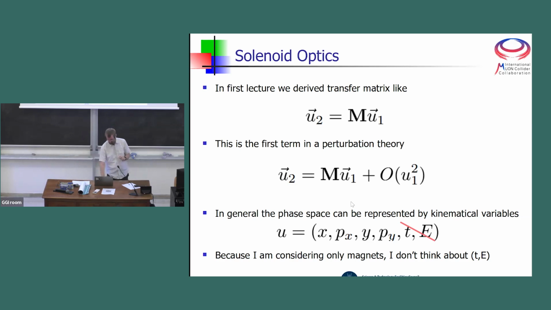For this one, I'm going to use position as one of my phase space variables, but I'm going to use transverse momentum as the other one. On Monday I had angles. Today I'm using transverse momentum.